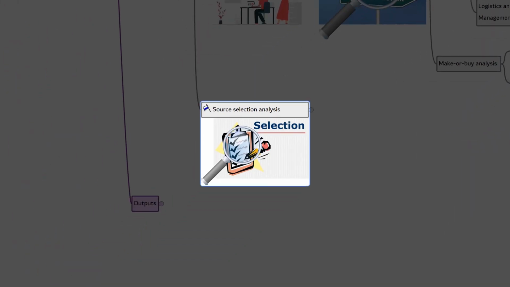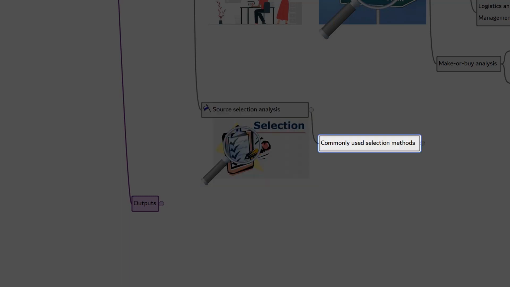The fourth tool and technique is source selection analysis. Different projects may have different demands. Determining the criteria that will be used to select a seller is an important part of procurement planning. So, it's advisable to mention the evaluation method in the procurement document itself so that the bidders know how they will be evaluated. Let's look at some of the commonly used selection methods.